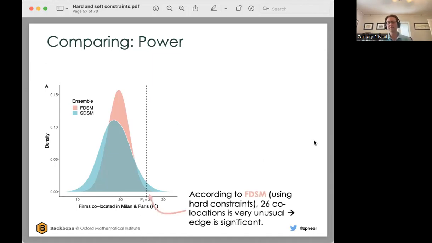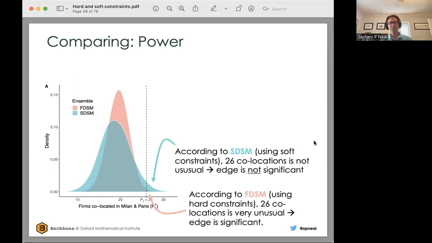And we get slightly different answers if we use hard constraints or soft constraints. So the pink distribution here is the distribution of PIJ, the distribution of the Milan-Paris edge in a bunch of projections generated from bipartite graphs that had fixed row and column marginals. So according to FDSM, if we impose these hard constraints, 26 co-locations is very unusual. It's way out in the upper end of the tail. And so from the perspective of hard constraints, we would conclude this edge is significant. We should preserve an edge between Milan and Paris in our backbone.